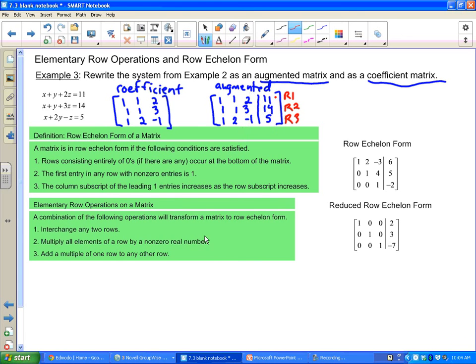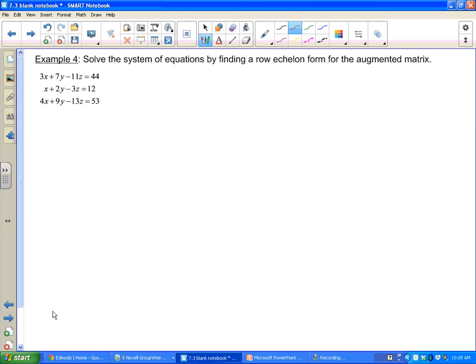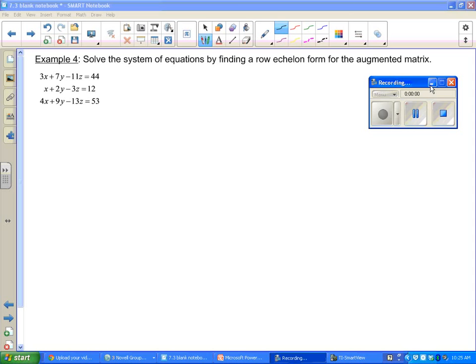The second thing I can do is multiply all elements of a row by a non-zero real number. A lot of times that's going to be a situation where we're trying to get a 1. We can multiply by something to get a 1. We have to do that to the whole row. And the third one is that I can add a multiple of one row to any other row. So those are the three things we're going to do to get our matrices to row echelon form or reduced row echelon form.